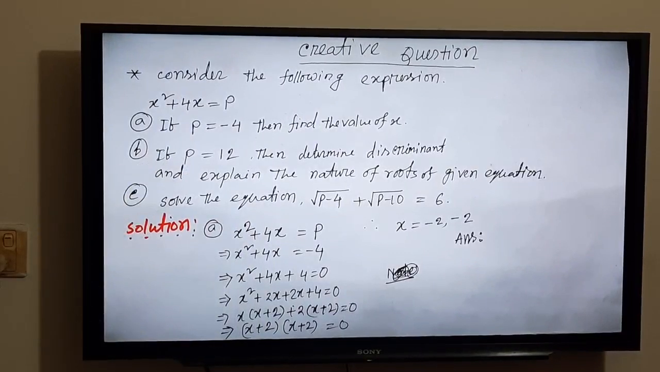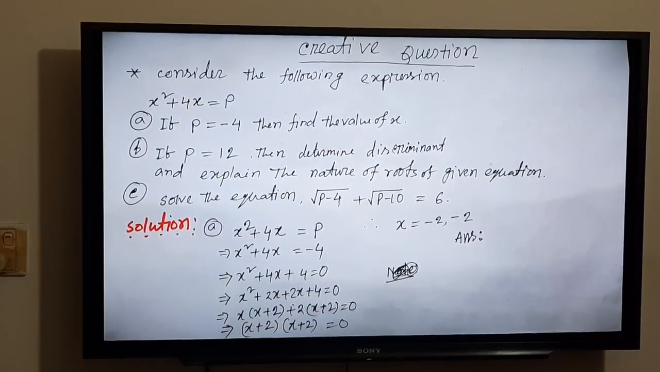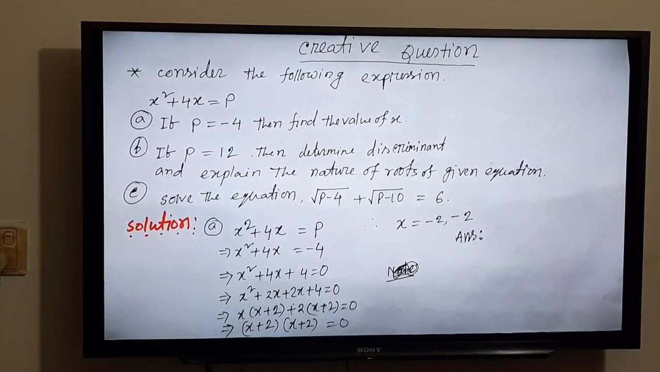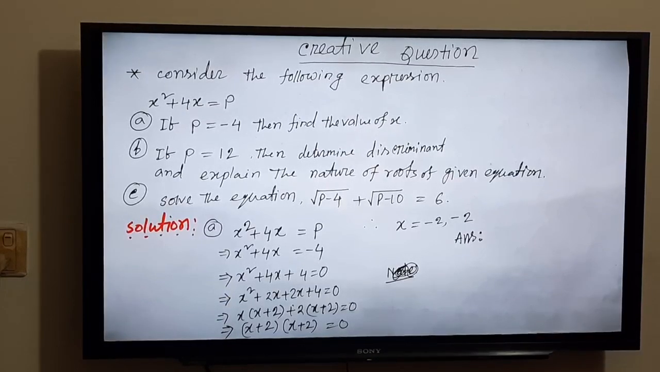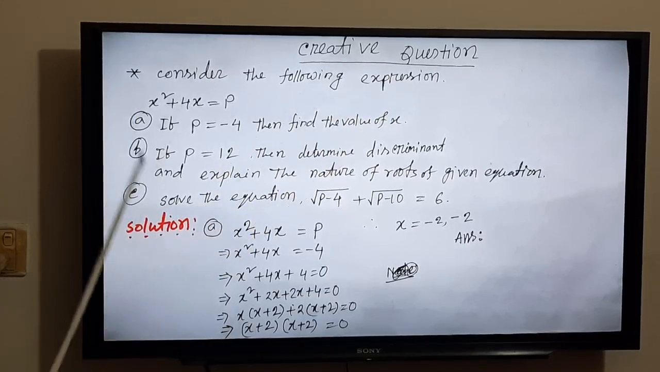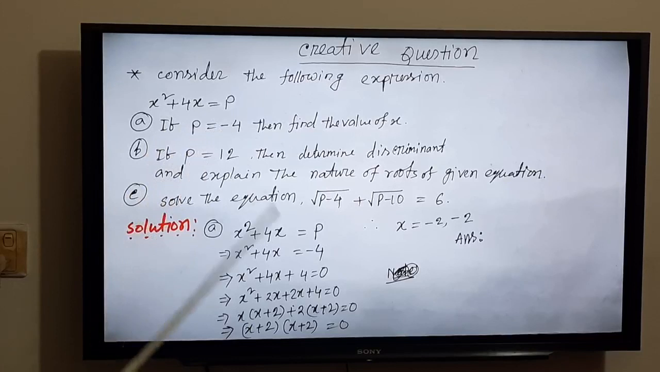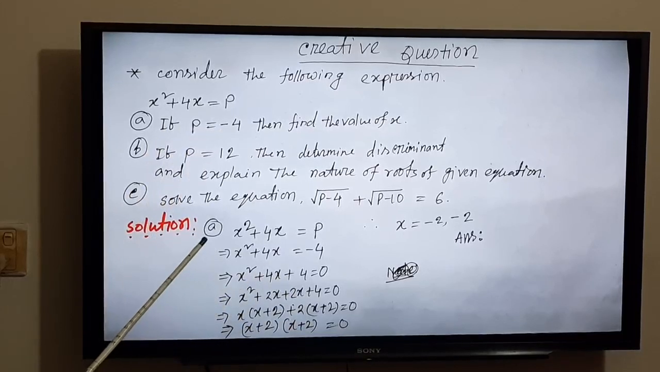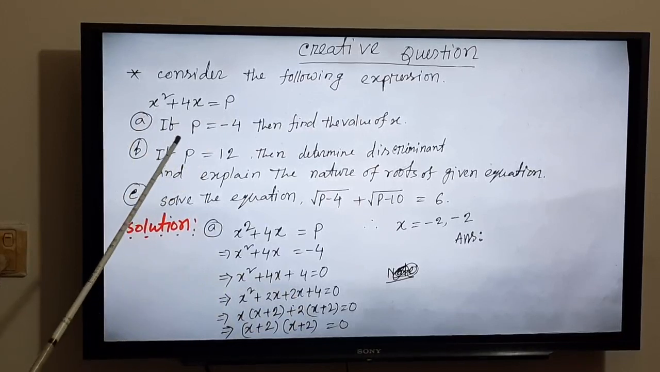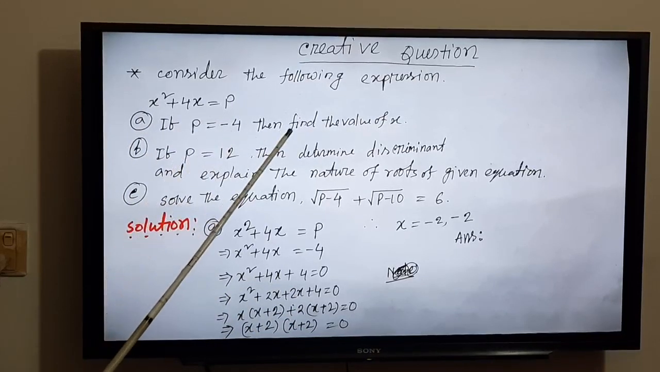This is important because in the exam you have to answer the creative question. So what is the pattern of this question, you have to know. For 5.1 and 5.2, consider the following expression: x square plus 4x is equal to p. So this is the given term. Question A: If p is equal to minus 4, then find the value of x.